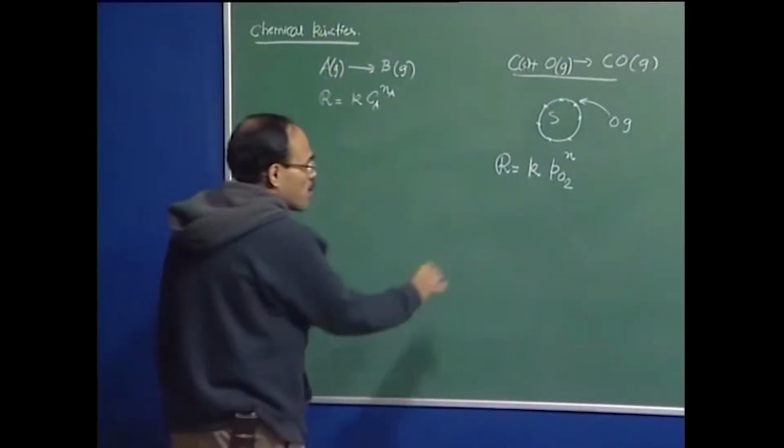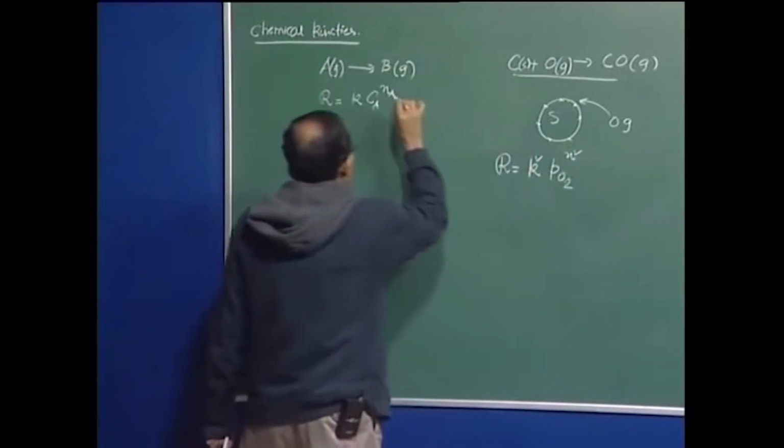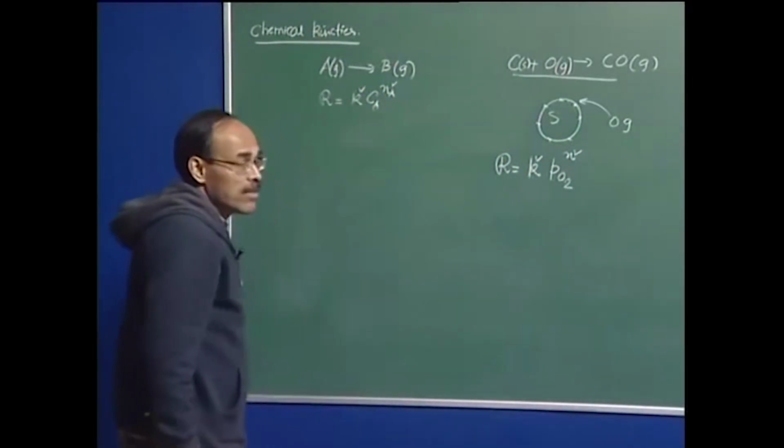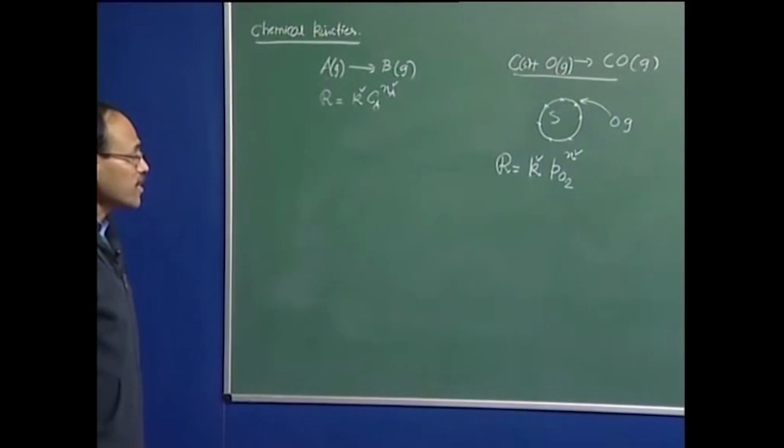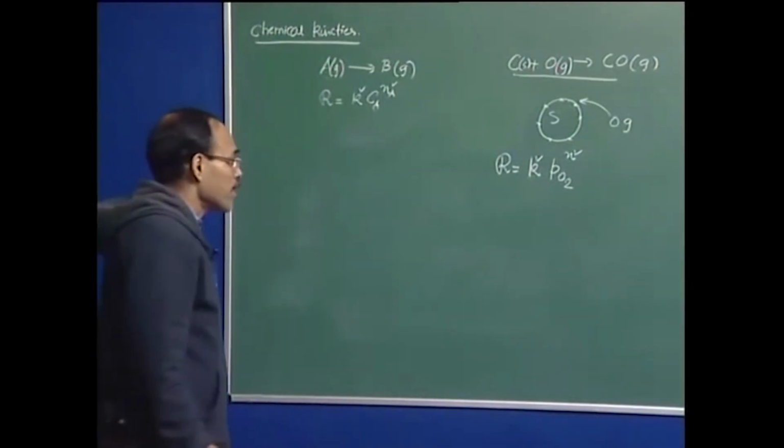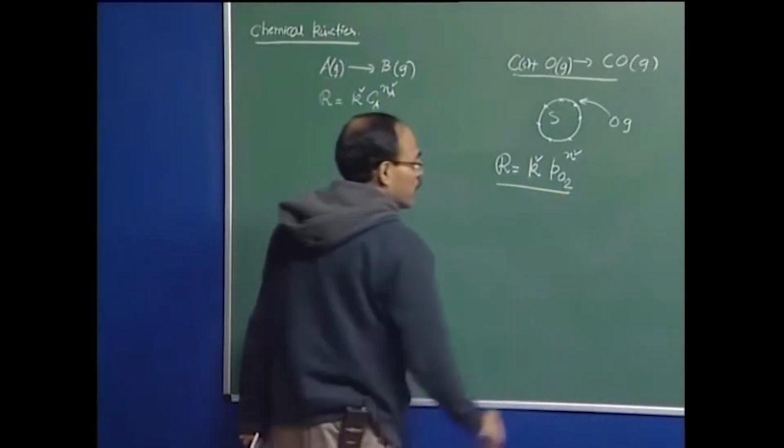And these specific rate constants and this order of the reaction, there is no way for heterogeneous chemical reactions that one can determine them theoretically. They have to be determined experimentally. So, therefore, the overall rate calculation has to be.